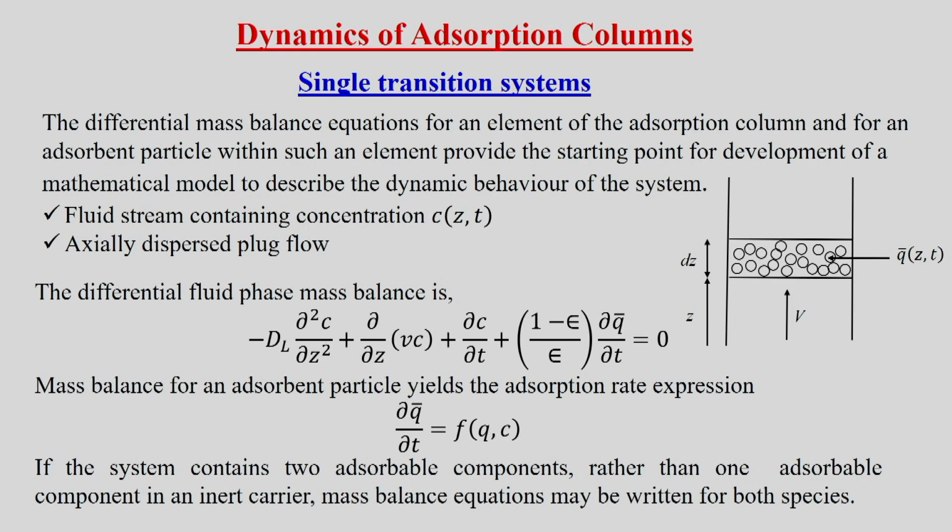And we have discussed in detail the dynamics of the adsorption column, and for the single transition system, the differential form is like this: minus D_L into ∂²c/∂z² plus ∂/∂z of (v into c) plus ∂c/∂t plus (1 minus epsilon)/epsilon into ∂q/∂t, that is equal to 0. Okay.